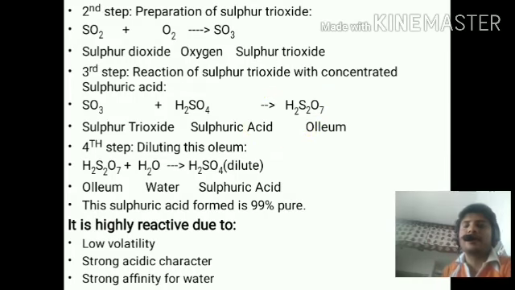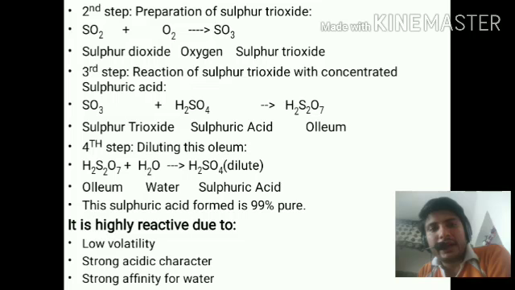H2S2O7, oleum, reacts with water and gives sulfuric acid, H2SO4, that is pure sulfuric acid. The sulfuric acid formed by the contact process is 99% pure. And sulfuric acid has low volatility.